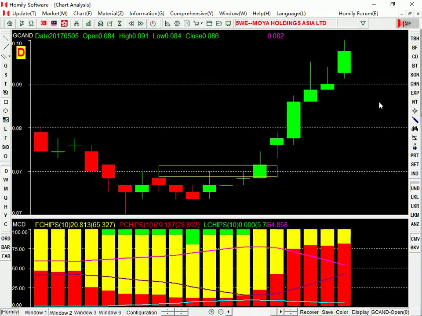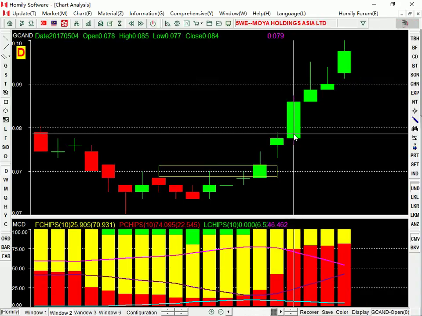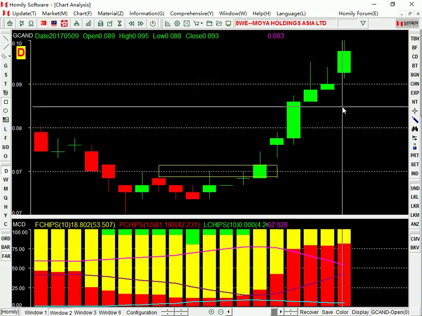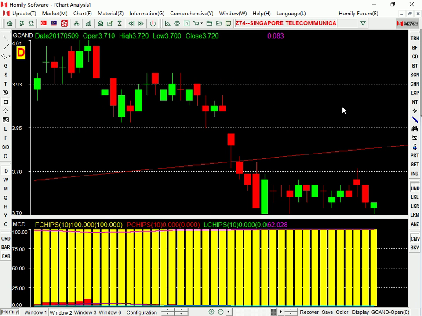Then you wait and see. The open price is 0.078. The closing price 0.093. Okay, so you should know this is the buy opportunity. Then we can see some examples.